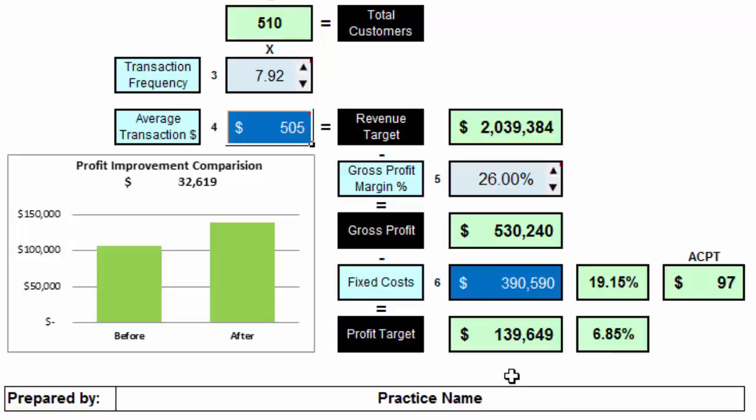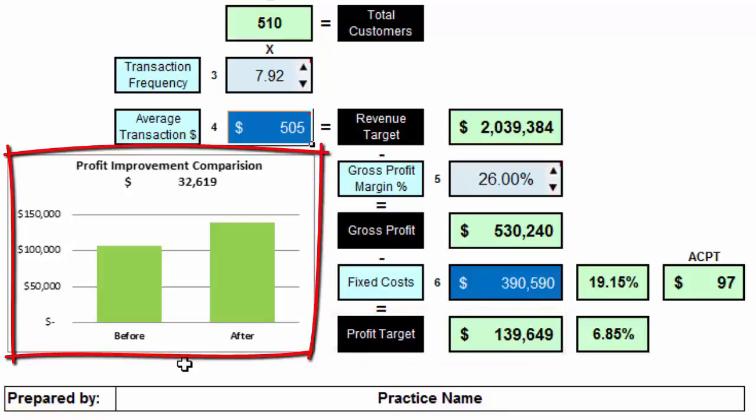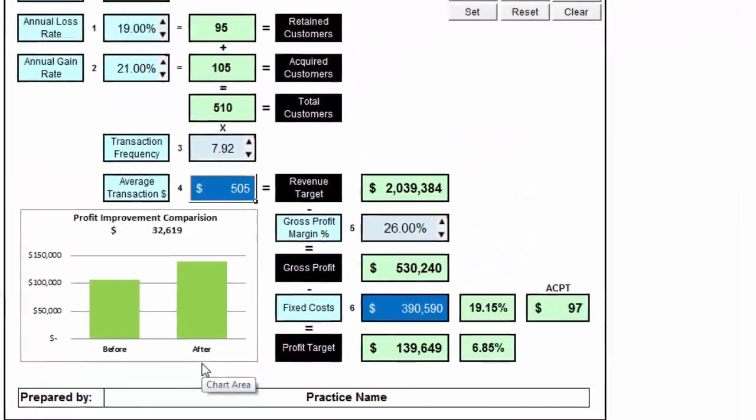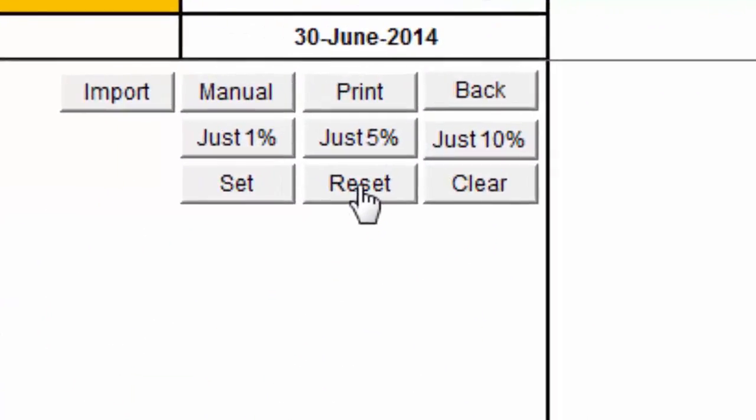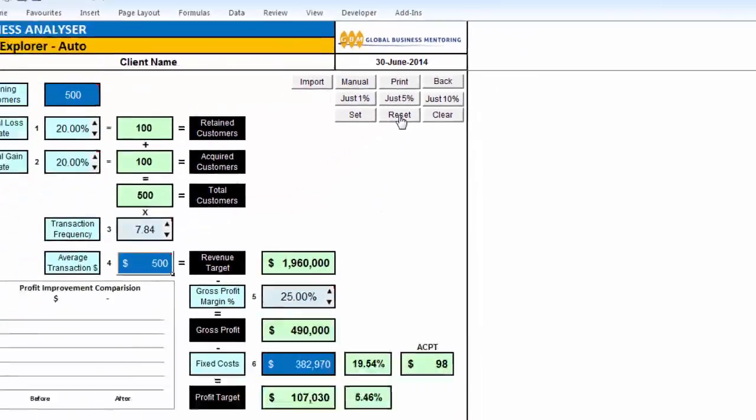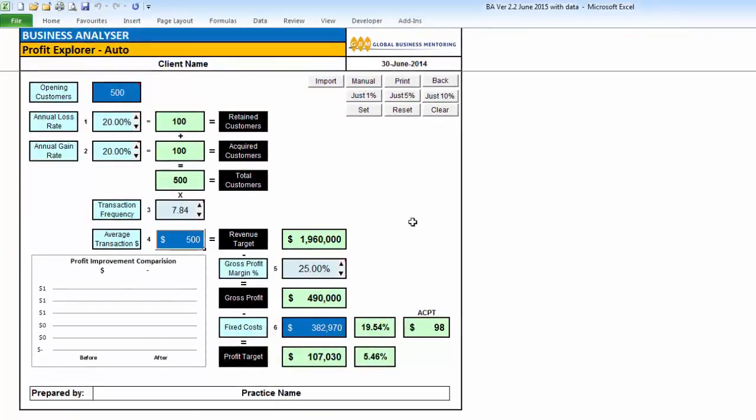And we can see now the profit is $139,649. And the chart on the left shows us the original starting position, and now after the 1% improvement, the extra $32,619 in profit. What we'll do is reset those back to our original numbers, and we can see it's just removed all of that.